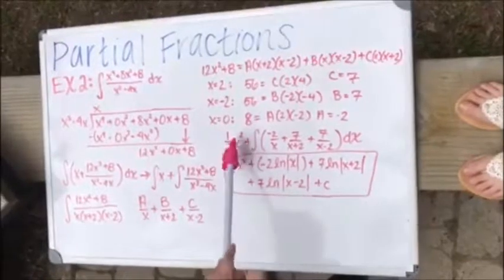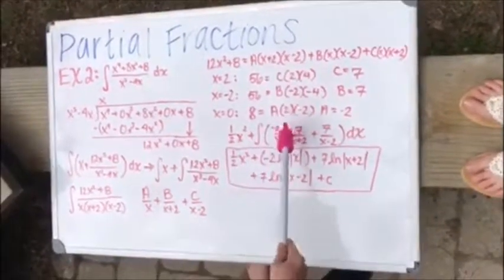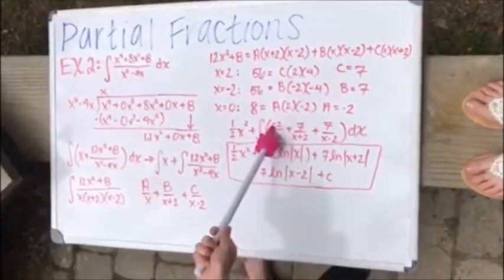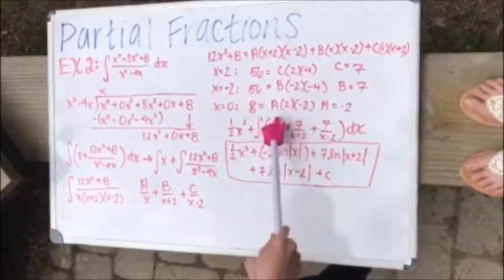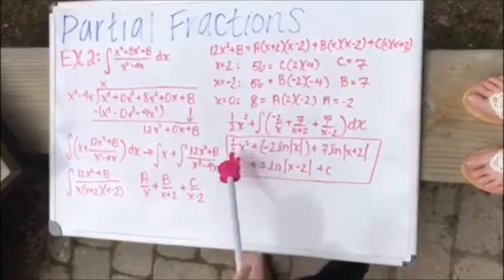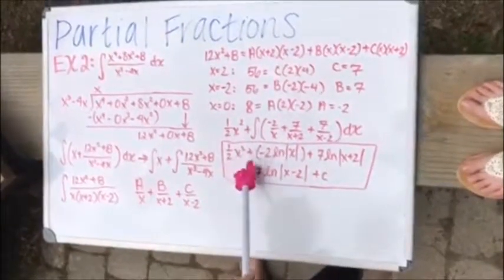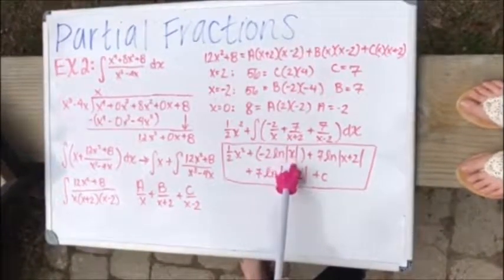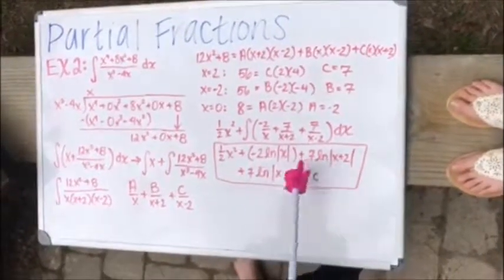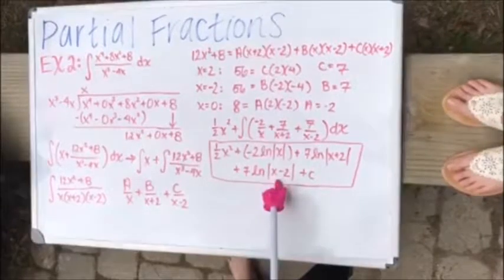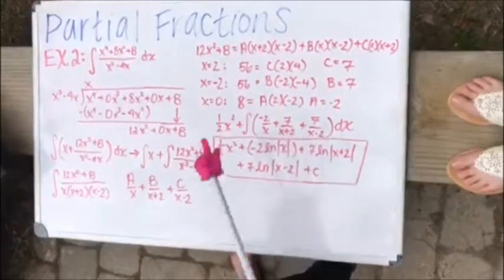And then we keep this part the same, and then this will become the constant outside of our natural log, and then it will just be the natural log of the denominator. So you have 1/2 x squared plus -2 natural log absolute value x plus 7 natural log absolute value x plus 2 plus 7 natural log absolute value x minus 2 plus c, and that's your answer.